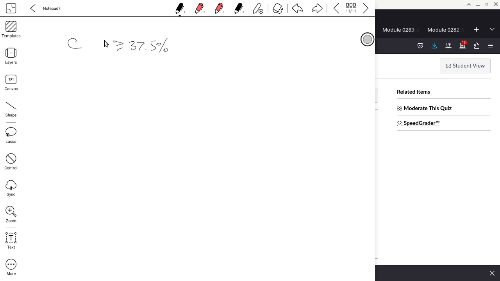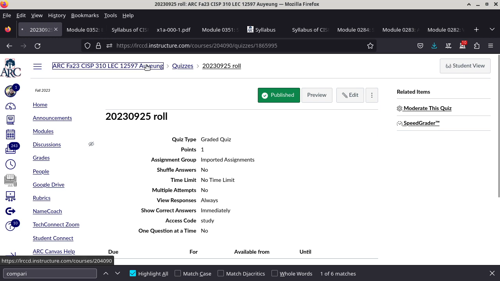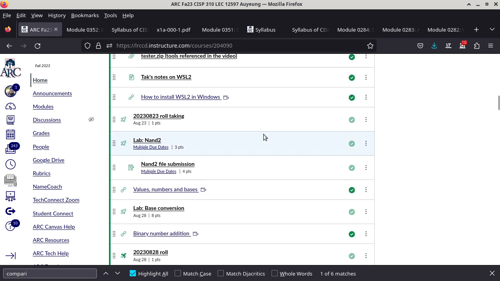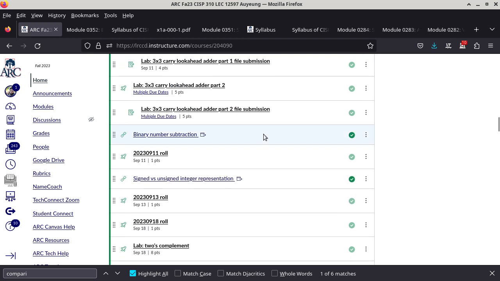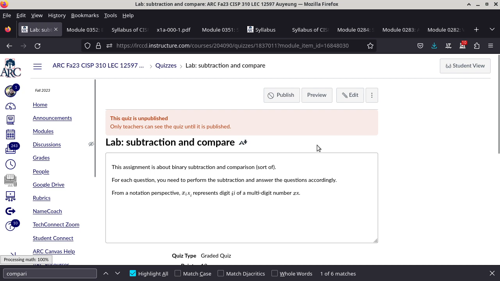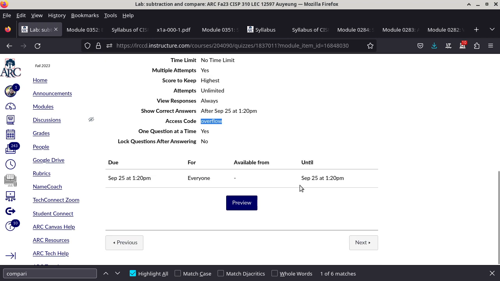All right, so we are out of time for the lecture. I am going to transition to your lab. So you do have a lab today. And depending on how much of the material you got from the lecture itself, for those of you who read a little bit before the class, I think it would not be a problem at all. So this is subtraction and compare. This is your new lab. The access code is overflow. I'll write it on the whiteboard. Just overflow. And you have until 1:20 to turn it in.